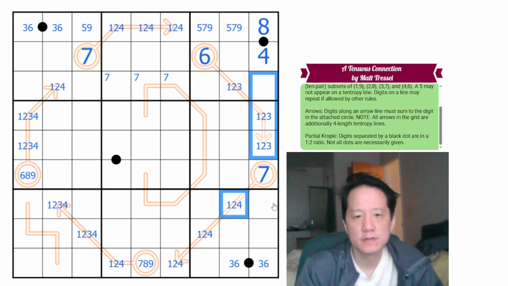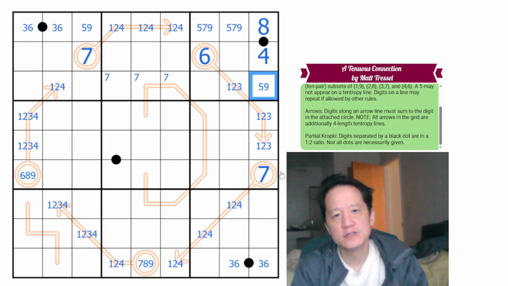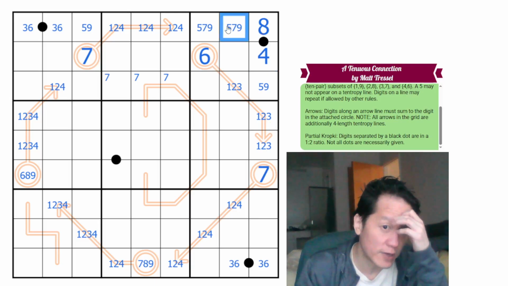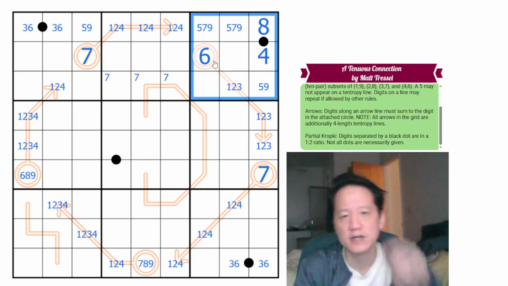Let's see. These are all see these 3 digits, so it cannot be 1, 2, or 3. It can't be 4, 6, 7, or 8. This has to be 5 or 9. So since this is 5 or 9, we have a 5, 7, 9 triplet in box 3, which eliminates 5, 7, and 9 from the rest of the box.